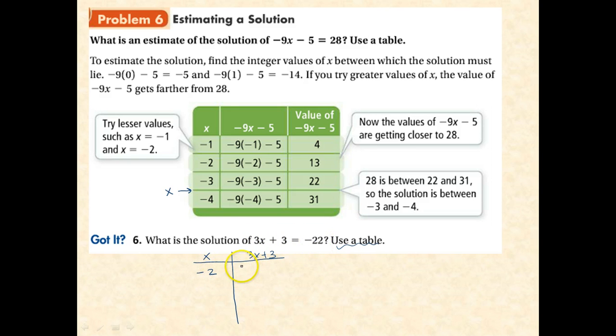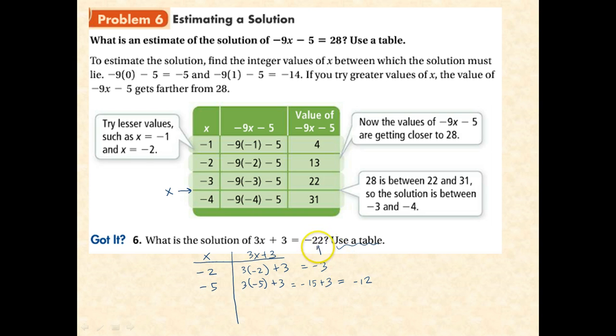Negative 2, so 3 times negative 2 plus 3. 3 times negative 2 is negative 6, plus 3 is negative 3. We're going to have to get even more negative than that. Let's jump a little bit. Let's go to negative 5. 3 times negative 5 plus 3. Well, 3 times negative 5 is negative 15. Negative 15 plus 3 is negative 12.